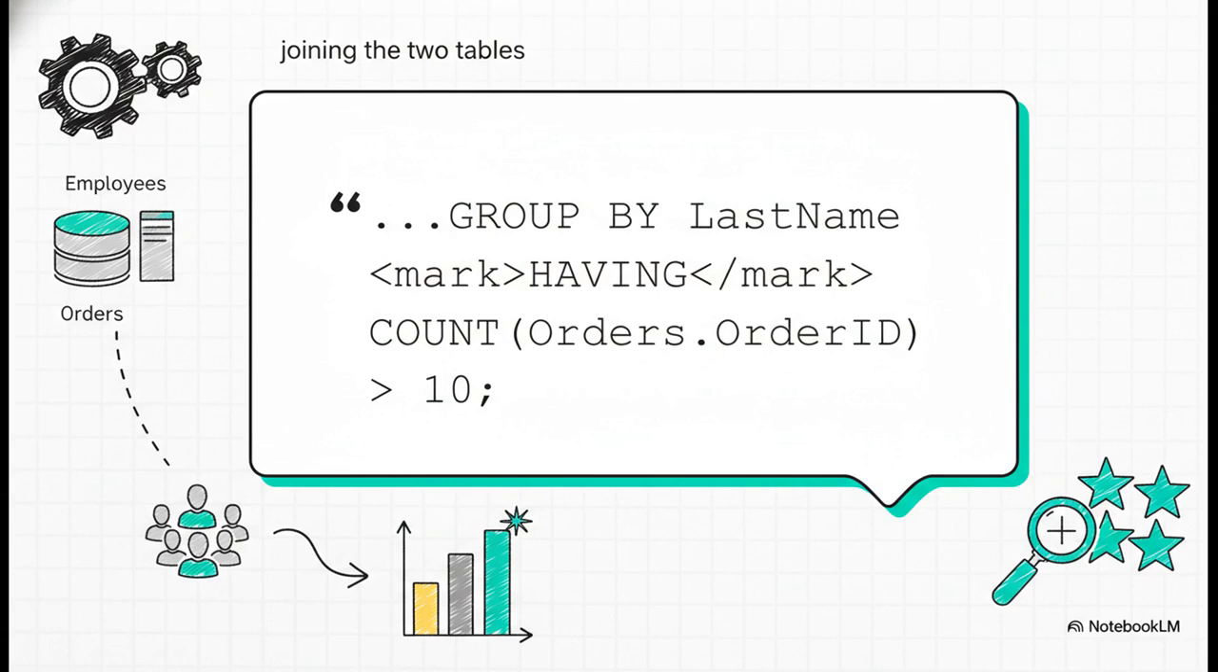We kick things off by joining the 2 tables to link each employee to their orders. Then, just like before, we group by the employee's last name. And finally, the HAVING clause does the heavy lifting, filtering those groups to show us only our top performers, the ones with more than 10 orders.